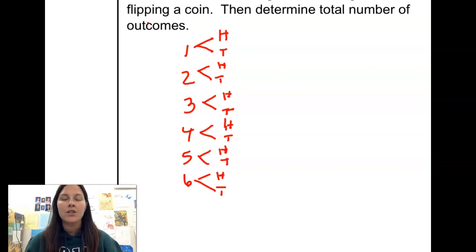Now it asks us to determine the total number of outcomes. Well, if we roll a 1, there's 2 outcomes, heads or tails. If we roll a 2, there's 2 outcomes, heads or tails, and so on. So we have a total of 12 possible outcomes when we roll a die and then flip a coin.